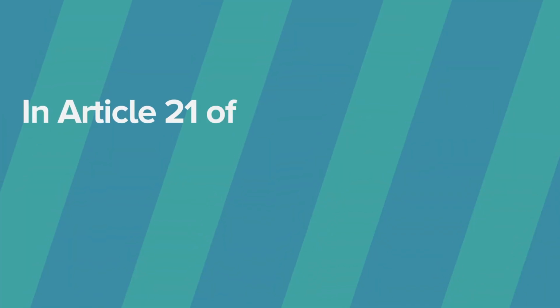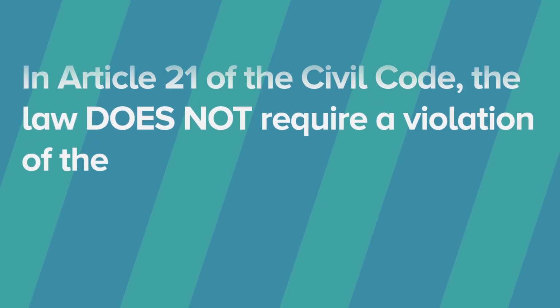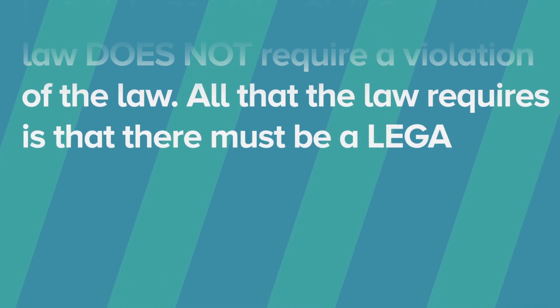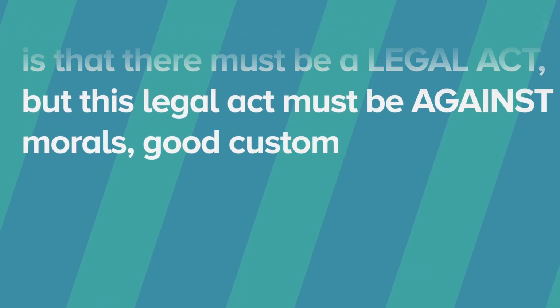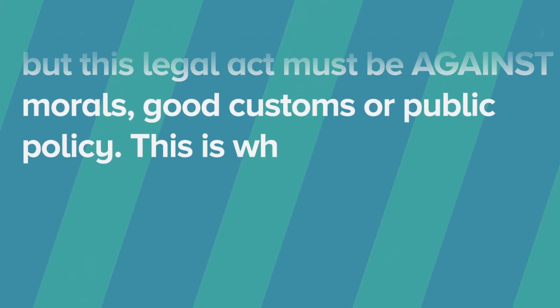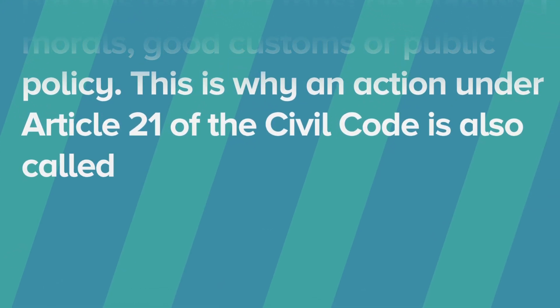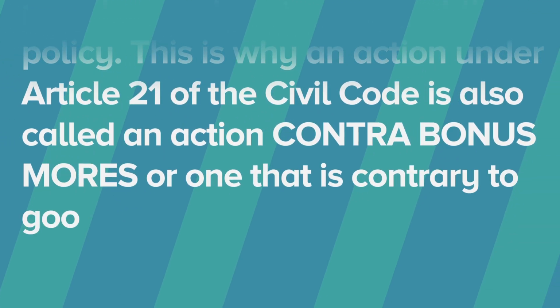In Article 21 of the Civil Code, the law does not require a violation of the law. All that the law requires is that there must be a legal act, but this legal act must be against morals, good customs, or public policy. This is why an action under Article 21 of the Civil Code is also called an action contra bonus mores, one that is contrary to good morals.